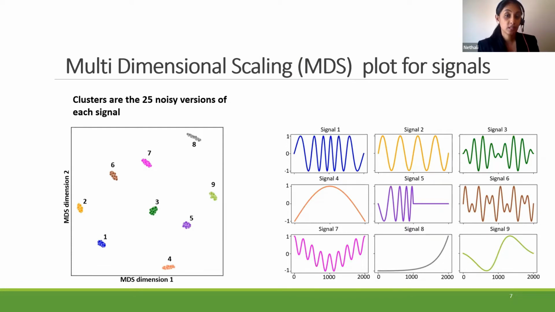These are the 9 signals, and there are 25 noisy versions of them. I did a 2-dimensional plot here, and as you can see, the clusters of different signals are quite far from each other, whereas the 25 versions of the same signal are close to each other. So the signals that I have picked are actually quite good. I had to play with some of the signals to make sure they are distant from each other.